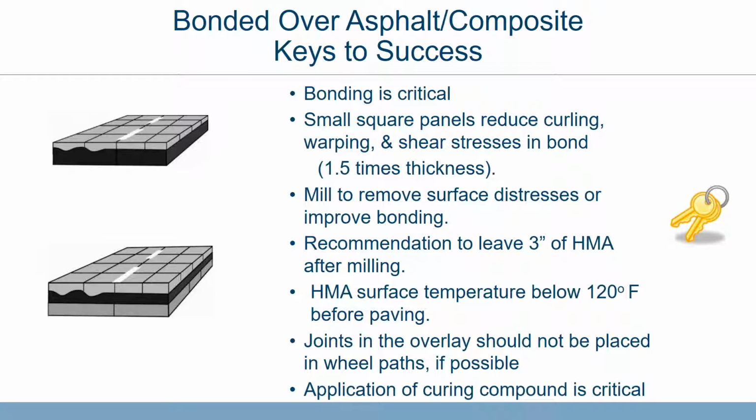Oftentimes we need to mill and to remove surface distresses to improve the bond. This is probably more critical in the bonded or thinner overlays than it is in the thicker overlays, in the fact that we need to have a surface that has some consistency in it so that we can control the thickness. When we get into the thinner pavements, a 10% decrease in thickness is a lot more substantial structurally than a 10% decrease in a thicker pavement.